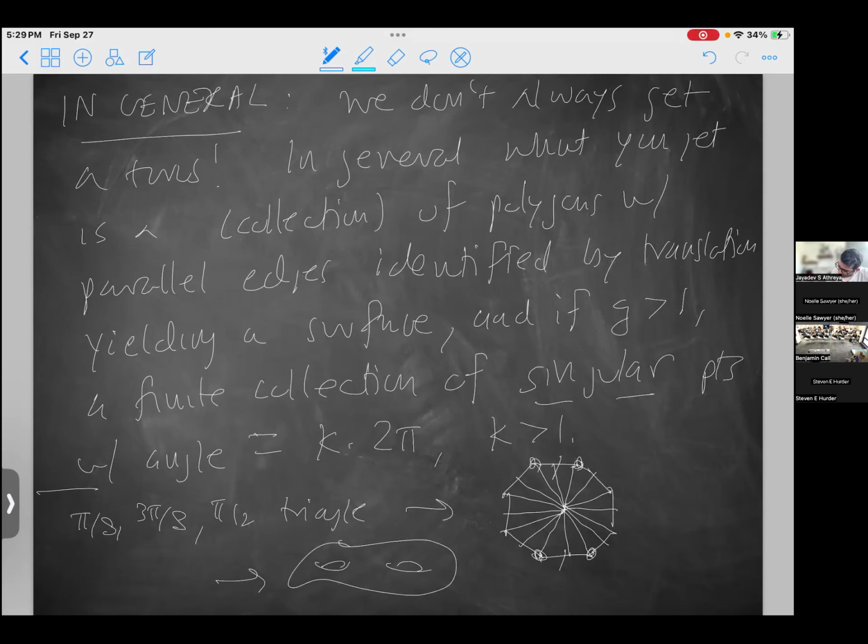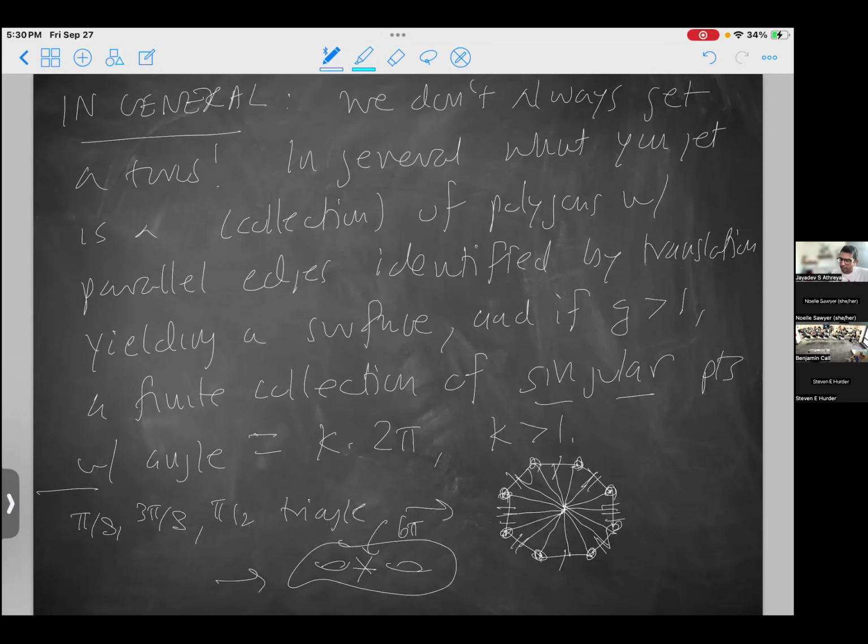And if you follow opposite sides identification here, you will see that all of these 8 corners collapse to 1 point, giving you a point with angle 6 pi at this. Okay.